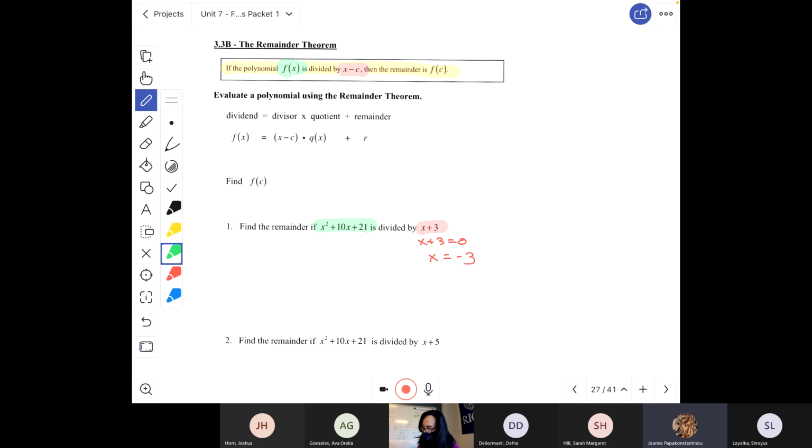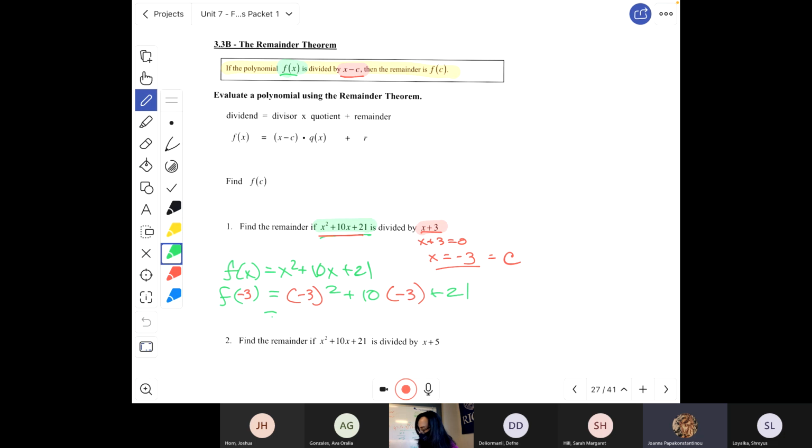I have a polynomial. I am dividing it by a linear binomial. The remainder, what we get, is a result of evaluating the polynomial at this x value. So this is my little c. So if I turn this into a function, and I evaluate my function at that c value, what this is telling me is the result is my remainder.